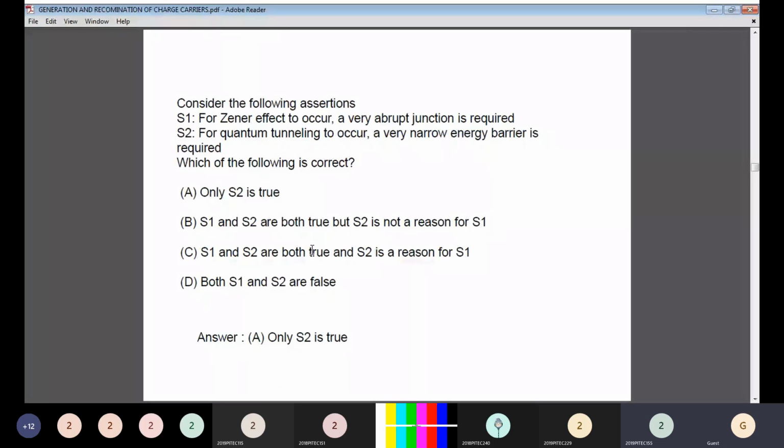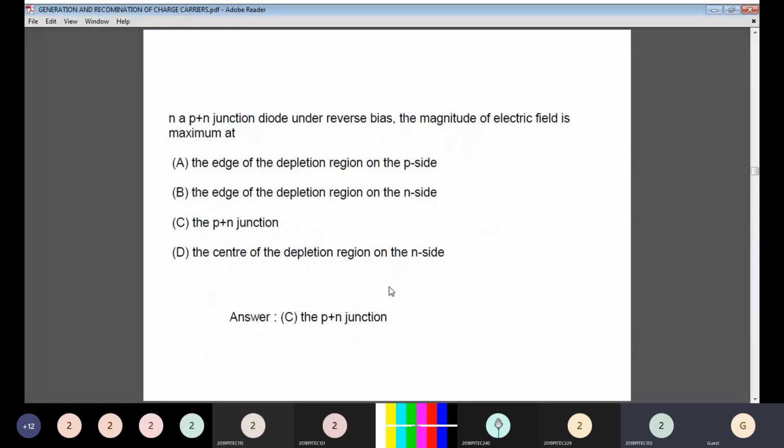Next, consider the following statements. S1: for the Zener effect to occur, a very abrupt junction is required. S2: for quantum tunneling to occur, a very narrow energy barrier is required. Which of the following is correct? Only S2 is true. Both S1 and S2 are true, but S2 is not a reason for S1. Both S1 and S2 are true, and S2 is a reason for S1. Both S1 and S2 are false. The correct answer is: only S2 is true.